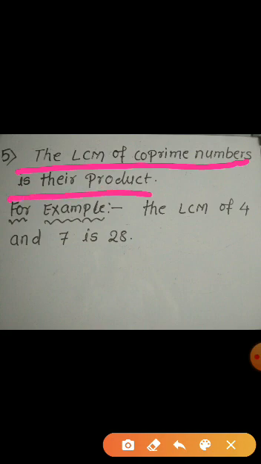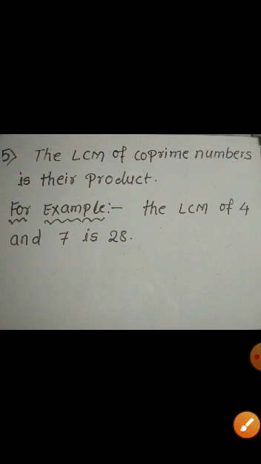Now what do you mean by co-prime numbers? The numbers having only one common factor, that is 1, are called co-prime numbers. For example, numbers 4 and 7 are co-prime numbers as they have only one common factor, that is 1. So their LCM is their product, that is 28.